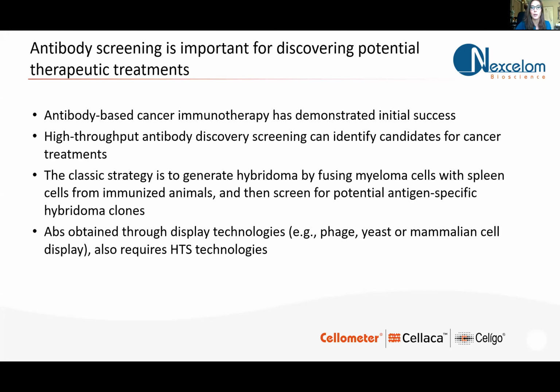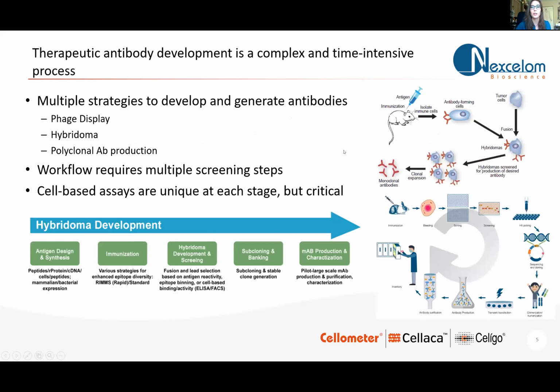There's a variety of different methods in order to generate and screen antibodies. The traditional methods use things like hybridomas, where you generate hybridoma cells by fusing myeloma cells with splenocytes, and then you screen for antigen-specific hybridoma clones. There are other methodologies such as phage display or other sorts of mammalian or yeast cell display features as well. I'm not going to talk too much about that, but just really want to focus on the complex and time-intensive process in order to generate therapeutic or research antibodies.